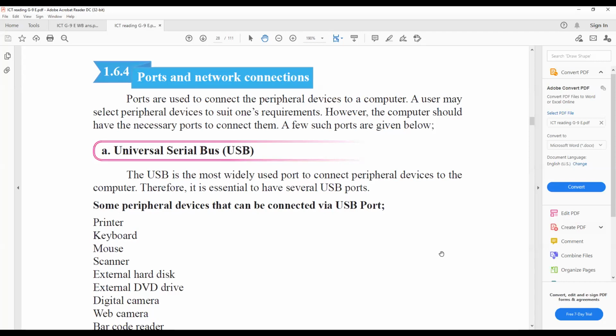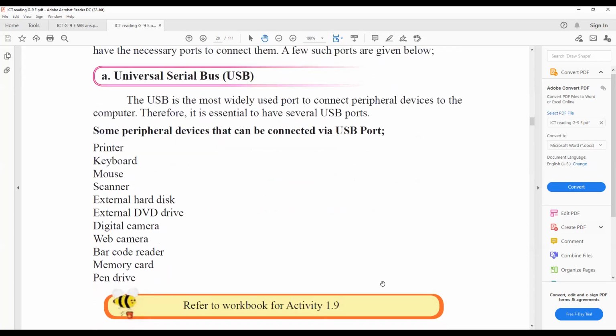Now, there are many ports, but if you look at USB ports, USB ports are quite common nowadays. I told you early days, for keyboard and mouse we had a port called PS2. But nowadays, you can see keyboards and mice are connected to USB ports. So printers, keyboard, mouse, scanners, external hard disk, external DVD drives, digital camera, web camera, barcode readers, memory drive, pen drive, everything can be connected to USB ports.